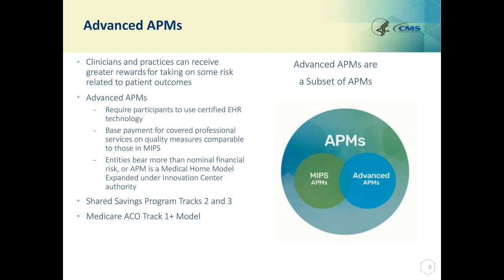They base payment on covered professional services or on quality measures comparable to those in MIPS. Their entities bear more than nominal financial risk, or an APM is a medical home model expanded under the Innovation Center Authority. In addition to that, these model examples are the Shared Savings Program Tracks 2 and 3, and also the Medicare ACO Track 1+ model. Next slide, please.